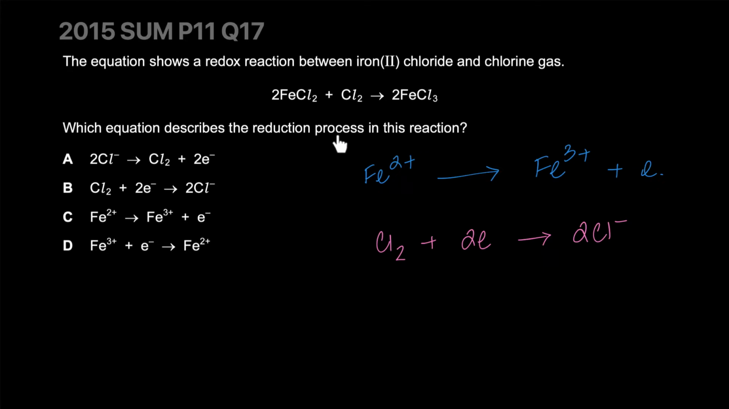Okay, which equation again describes the reduction process? Reduction is gain of electrons, chlorine is gaining electrons. So I have to find this equation in my options or something very close to this, but B is exactly this equation. I was told that sometimes you put a minus sign over it, that's the only difference between the equations. So I put a minus sign, it's identical. Do you need to put the minus sign? I personally hate it. Moving on.